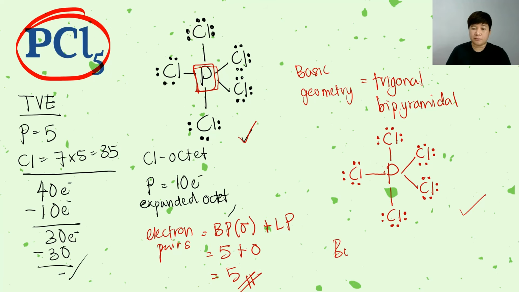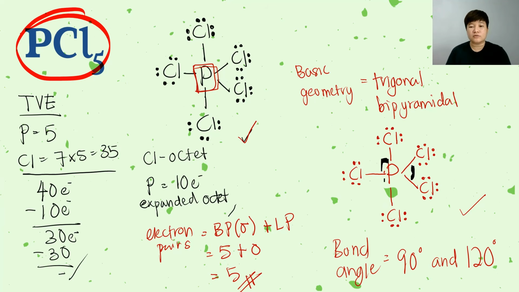And if you remember the bond angle for your trigonal bipyramidal, we have 2 bond angles. We have 90 degree and also we have 120 degree. The 90 degree is over here. The 120 degree is over here. Alright, so between the triangle, you will have your 120. Between the triangle and the linear, you will have your 90 degree. So that is what we mean by bond angle. The angle between the bonds.